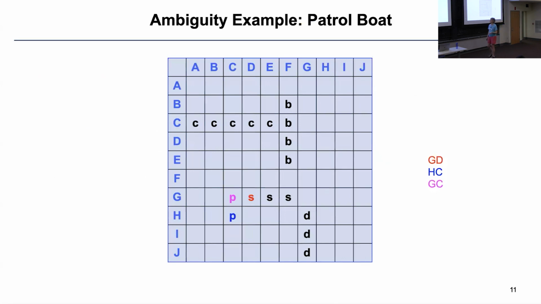except I want to remind you of this ambiguity issue in the way shooting works. So here we have the 5 ships. We have the submarine here and the patrol boat there in particular. And suppose the opponent who's shooting at this board first shot at GD, so that's going to be here, and then shot at HC, which is there, and then finally shot at GC, which is that position there.